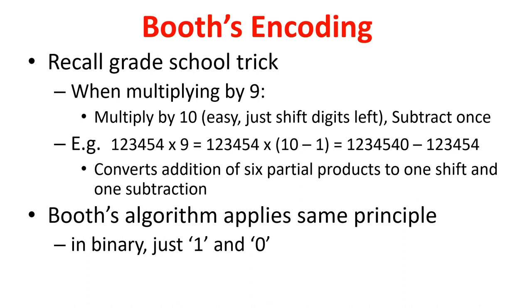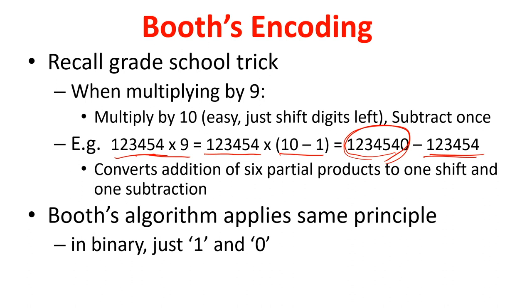If you look at the basic primary school trick, when multiplying by 9, multiply by 10 and just subtract once. So it's easy, just shift the digits left. Suppose you want to multiply 123454 by 9. Then this is actually 123454 times 10 minus 1. Multiplying by 10 is just adding a 0, and then this is subtracting. So this bigger multiplication got converted into one left shift, adding a 0, and one subtraction. Multiplication got converted into just shifting and additions.